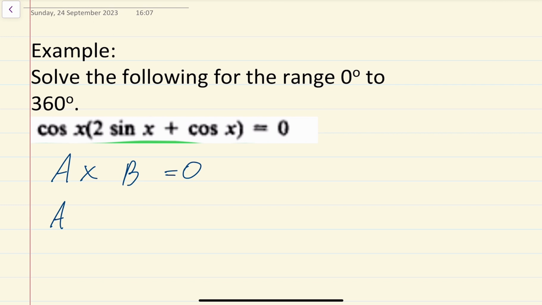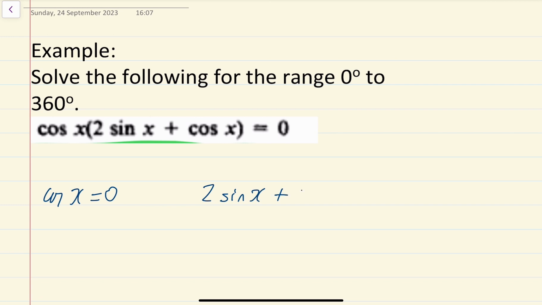That means we're going to put A equal to 0 and solve it, and we can put B equal to 0 and solve it. So if we do that, first of all, you're going to have cos x is equal to 0, and then over here you're going to have 2 sin x + cos x equals 0.